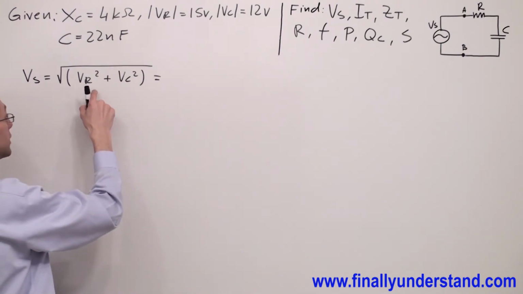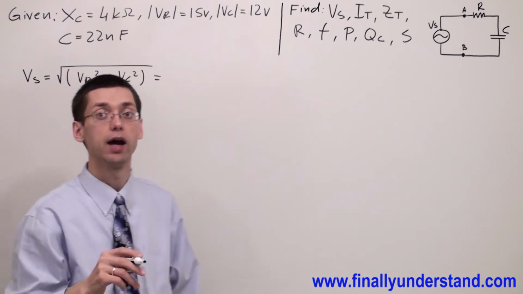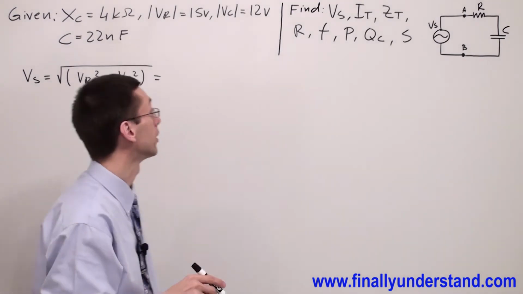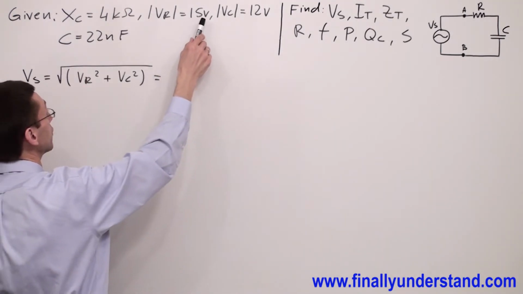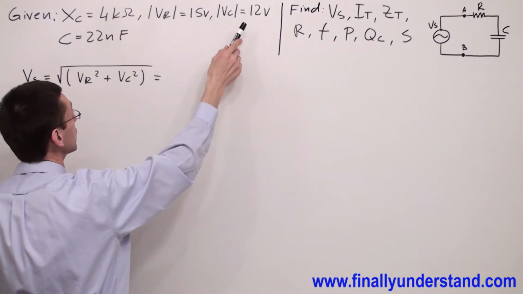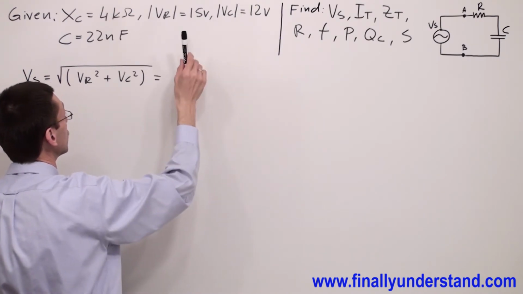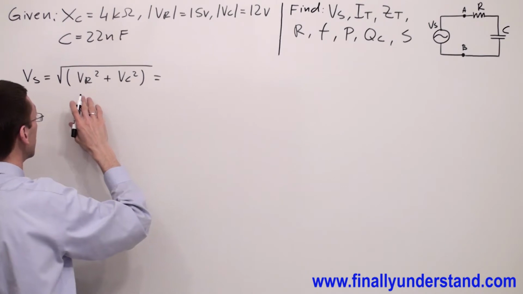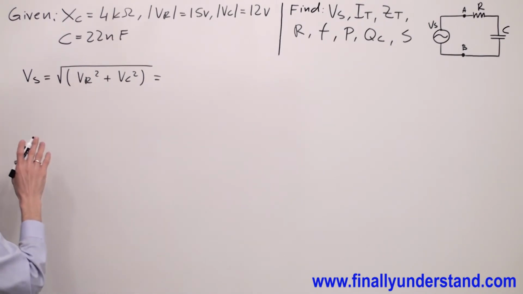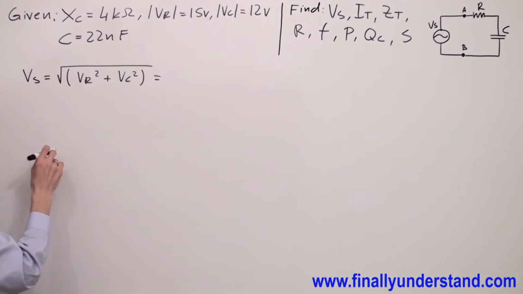Why am I using the Pythagorean theorem? Because angles are not given. Okay, because we're supposed to have the angle next to VR and the angle next to VC. So that's why at this moment, because I don't have those angles, I'm supposed to use the Pythagorean theorem.